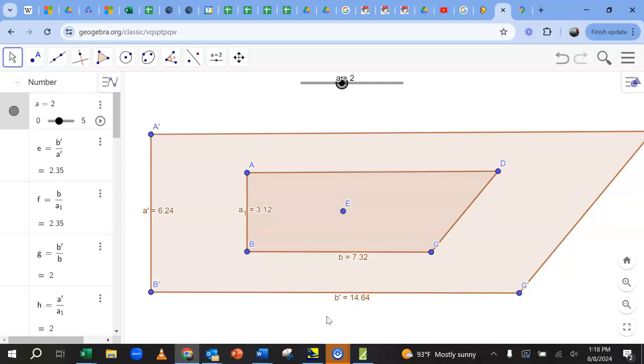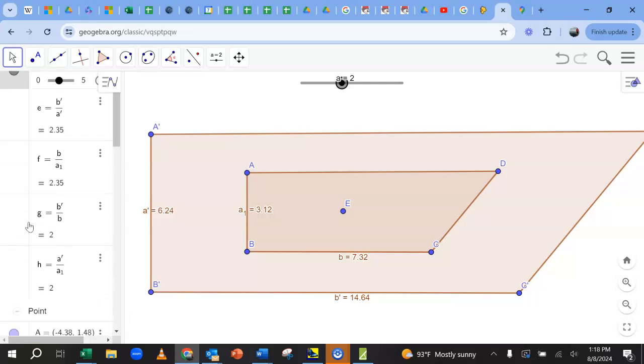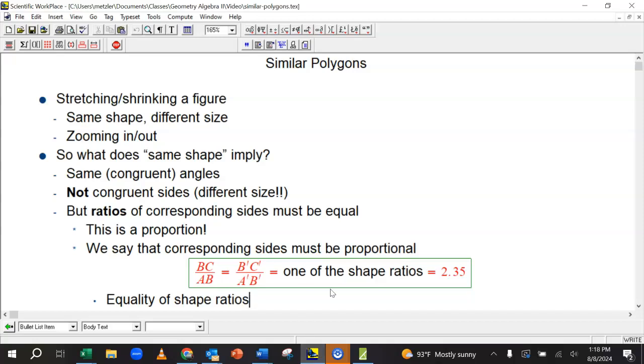But then I should check the other ratios. If I'm doing this wrong, I might have something where B prime C prime is twice BC, and maybe I didn't scale up this vertical side by the same factor. I would definitely be changing the shape. And in fact, because it knows how to do this correctly, the ratio 6.24 over 3.12, that's also 2. And so that's these ratios that it's calling G and H. And those are exactly 2, and those match the overall scale factor that I asked it to create the figure with. So that's another thing we can do.